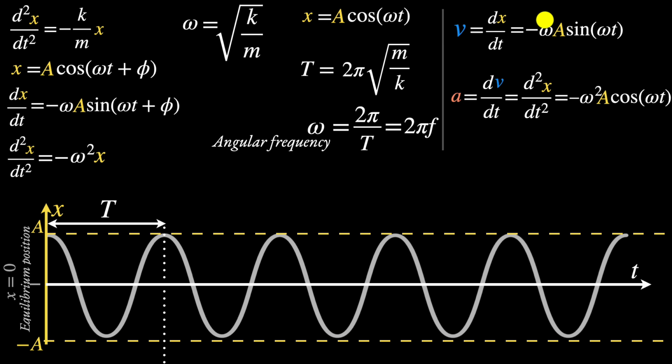And from this, we even figure out what the maximum values for velocity and acceleration are. The maximum value for velocity is omega A. You can call that the velocity amplitude, which is basically the maximum speed of that mass. And over here, omega squared A represents the acceleration amplitude. That is the maximum acceleration of our mass.